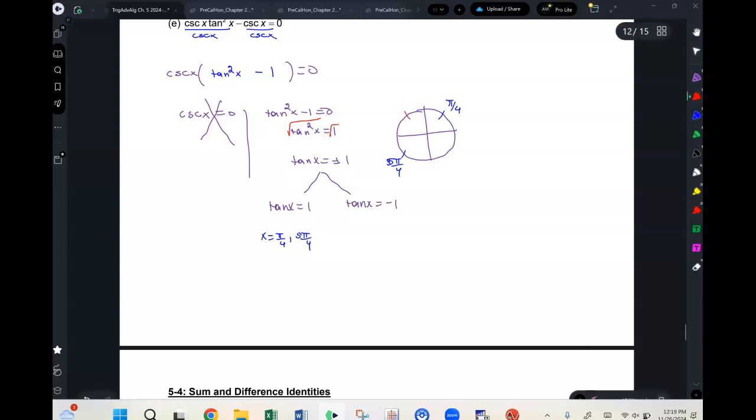It's negative here and here. What are these? 3 pi over 4 and... Oh, I wrote these wrong. No, I didn't. No, 7 pi over 4.